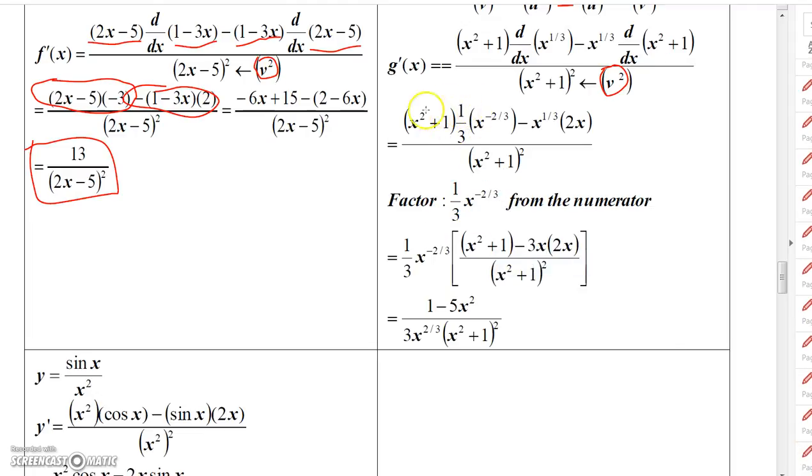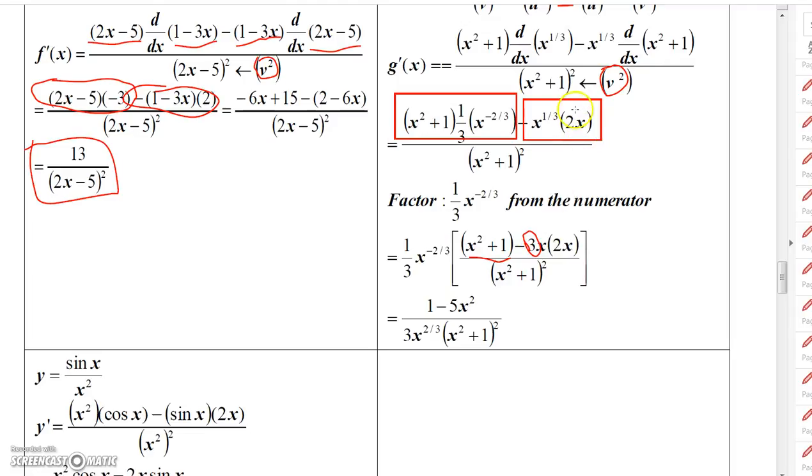But basically, to factor it out of this term, there's really two terms here. There's this term, and then there's this term. So if I factor 1/3 x to the negative 2/3 out of that term, that's the easy part. All I'm left with is the x squared plus 1. But if I factor it out of this part, here's what you got to understand. If you factor it out, you're really dividing this by 1/3. So if you divide this by 1/3, it's the same as multiplying by 3. So you've got to multiply by 3.